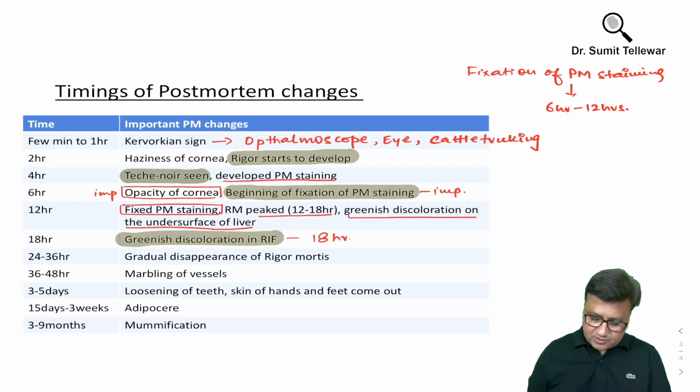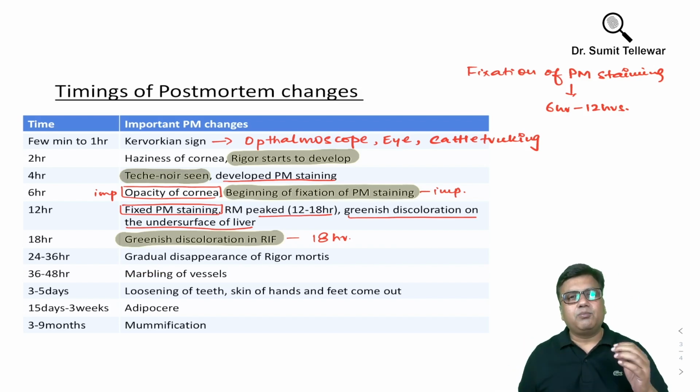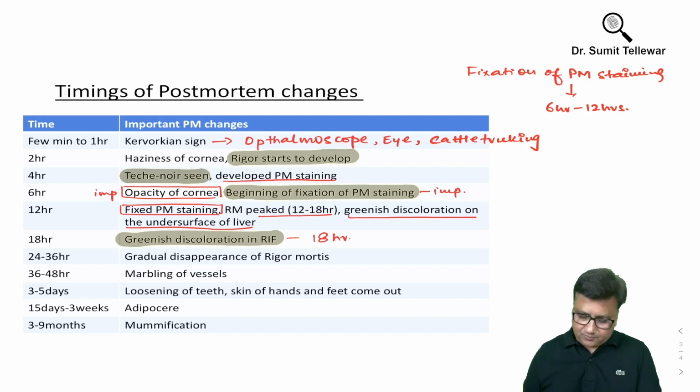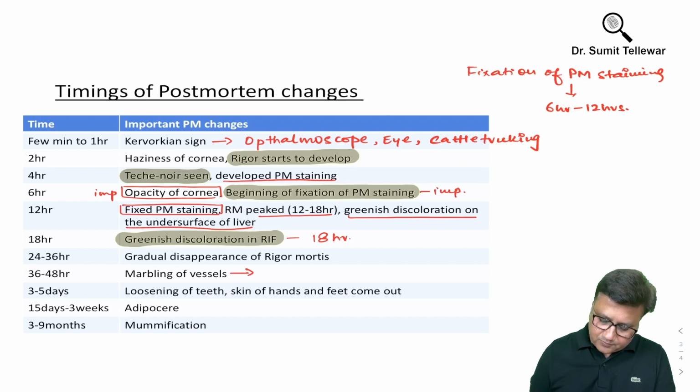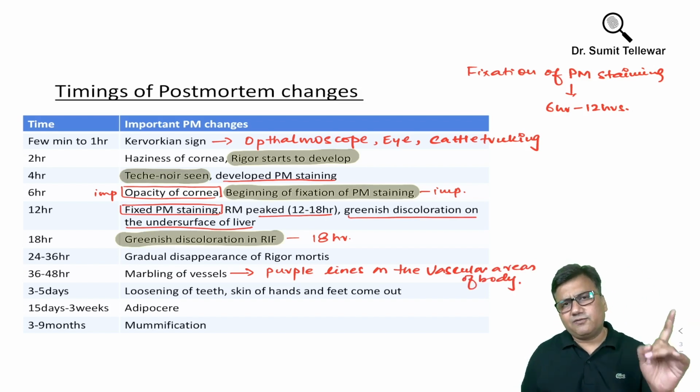36 to 48 hours, marbling starts. Again, a very important phenomena, marbling. What is marbling? Marbling is development of purple color lines in the vascular territories of the body, right? If I were to write for you, purple lines on the vascular areas of body.